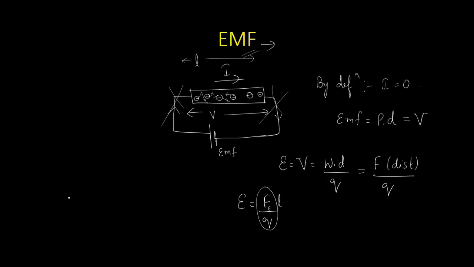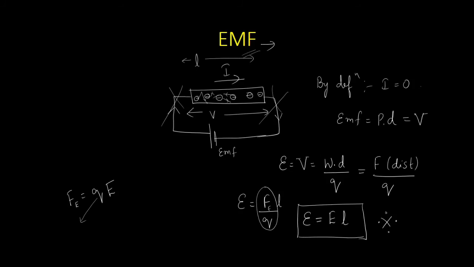We know that the electric force is given by charge into the electric field. Therefore, what will be F by Q? F by Q will give me the electric field. So let me replace this F by Q. The final formula for EMF will be equal to electric field into the displacement of the charge. So this is an important equation you must be knowing, and we are going to use this formula in our derivation. Okay, so this is the background of the derivation.